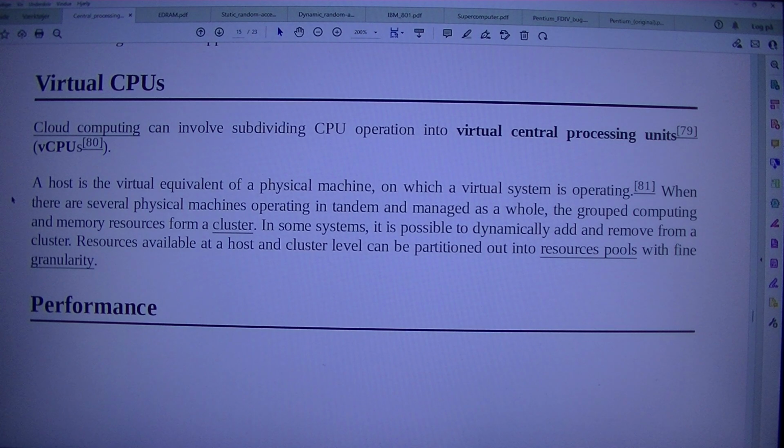VPS. 80. A host is the virtual equivalent of a physical machine, on which a virtual system is operating. 81. When there are several physical machines operating in tandem and managed as a whole, the grouped computing and memory resources form a cluster. In some systems, it is possible to dynamically add and remove from a cluster. Resources available at a host and cluster level can be partitioned out into resource pools with fine granularity. Performance.